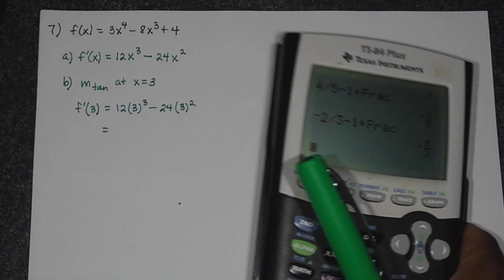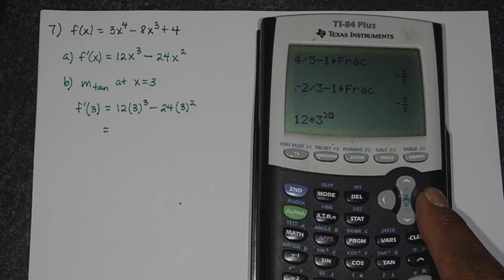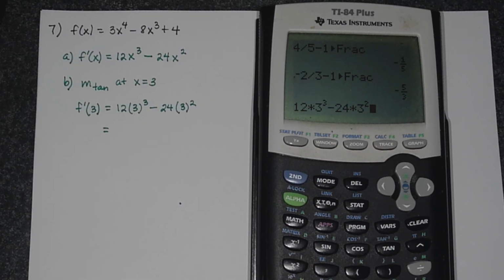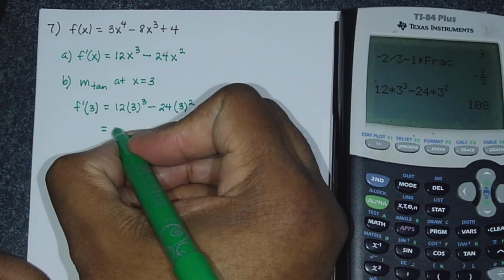Now I'm going to go ahead and do all of this in the calculator here. 12 times 3, and then the hat key, 3 for the exponent of 3, minus 24 times 3, and then x squared to square it. And then hit enter. So that means that the slope of the tangent line at x equals 3 would be 108.